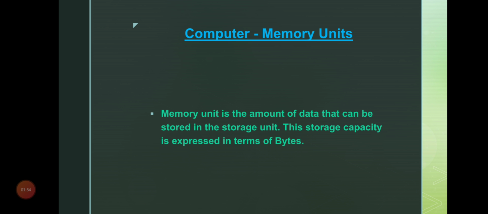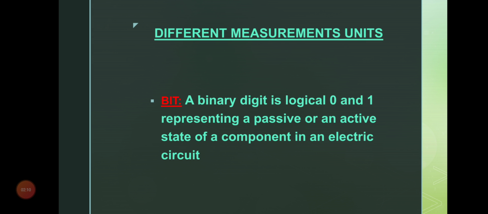My dear students, the computer memory is made from lots of transistors. Each on and off setting in the computer's memory is called a binary digit or bit. Different measurements of units and bit. A binary digit is a logical 0 or 1 representing a passive or an active state of a component in an electric circuit.